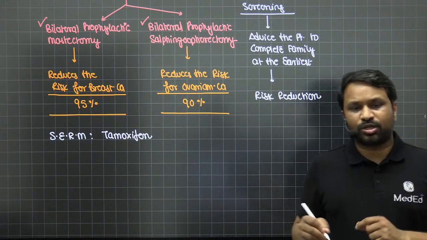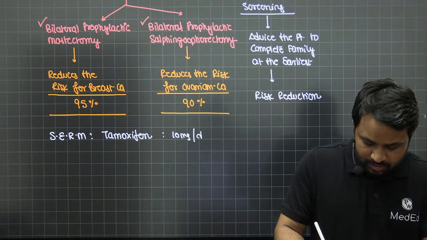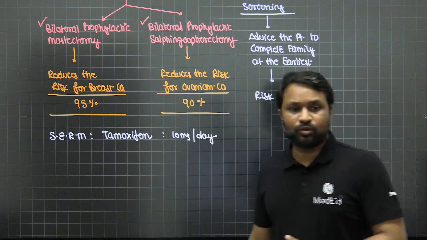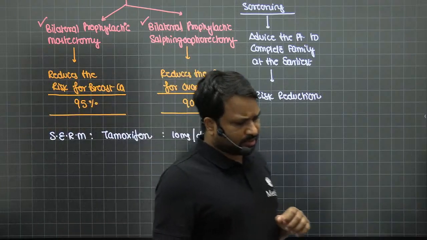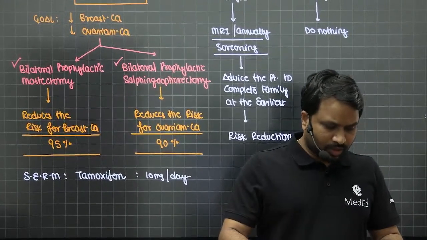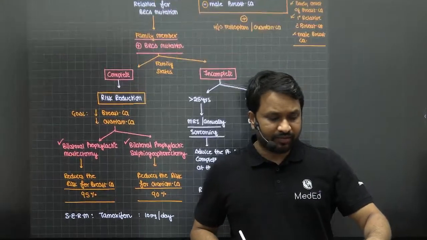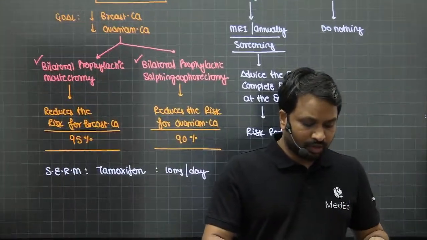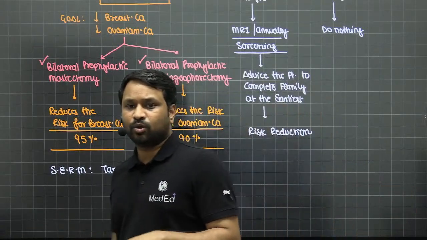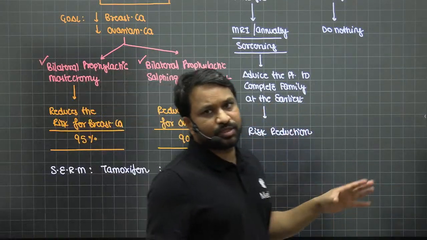Right. So tamoxifen is given as 10 milligrams per day, and this is the dose that we follow for therapeutic as well as your prophylactic measures, right? So this is what we call the risk reduction strategy, right? Again, a very, very important concept. Even if you want to address any friend or family member who has breast cancer, this algorithm is what we are going to look at.